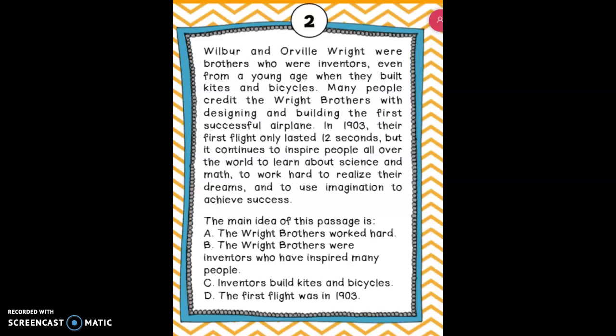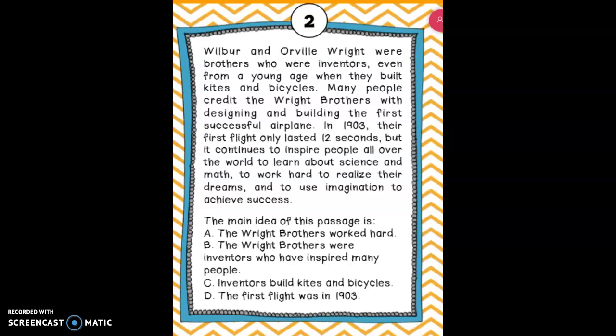Okay, so it's asking us what the main idea of this passage is. And our options are A, the Wright brothers worked hard. Yes, I think they did. B, the Wright brothers were inventors who have inspired many people. Yes, also true. C, inventors build kites and bicycles. Sure, inventors do. I think it was more about the Wright brothers, but they were inventors. And D, the first flight was in 1903. That is true.